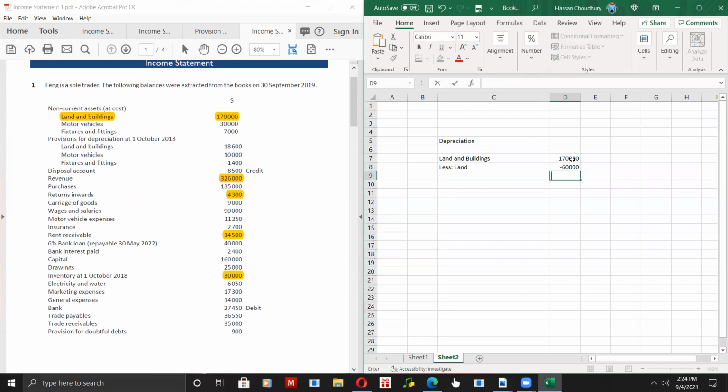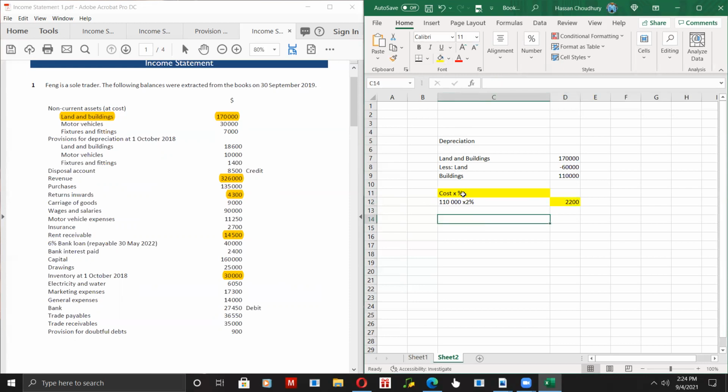Okay. And we get the figures for buildings, right? So buildings loses value over time. So that's depreciation. And you've got your formula, cost into percentage. So you've got your 110,000 into 2%, which is 2,200, right? So this is your depreciation value for buildings.